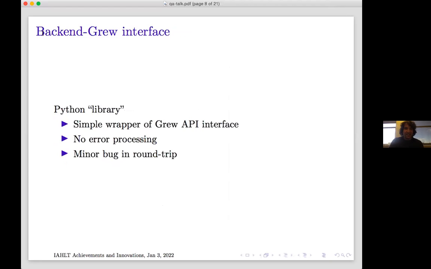So the Arburator backend to GRU interface is extremely simple. Calling it a library is much too respectful to it. It's just a simple wrapper of Brew's REST API. There's no error processing. And there are minor bugs in round trip, which we haven't even bothered to fix yet. They don't really cause too much interference. Anytime that happens, we just fix it manually.